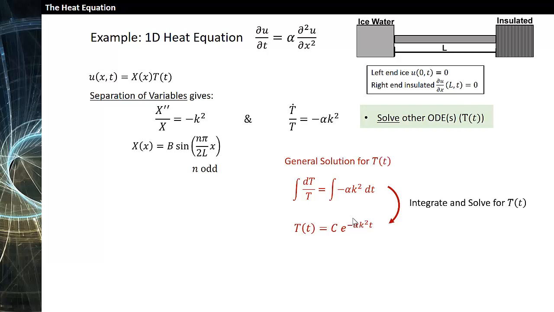We can actually go one step further for this solution for T of t, because we know what the value of k is from our previous solution for capital X. And so plugging in k is equal to n pi over 2L for n odd, plugging that into the value of k in the exponential gives us a general solution for capital T of t that looks like this. There's a lot going on in the exponential there, but most of them are just constants. We have an n squared and we have a t.